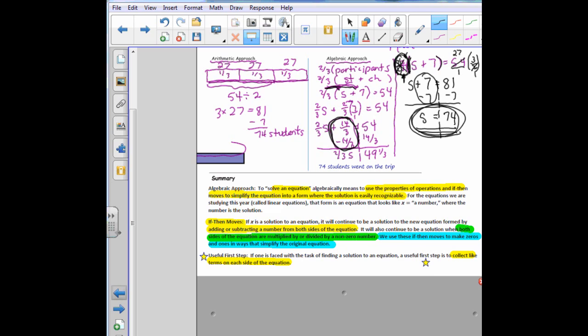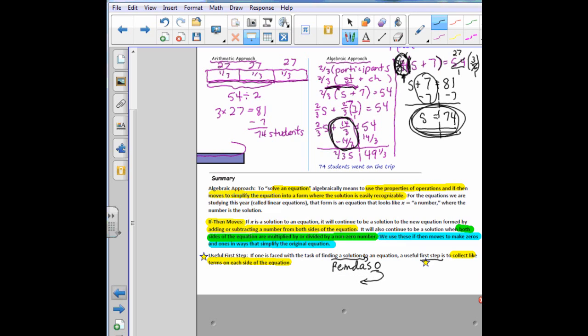If one is faced with the task of finding a solution to an equation, a useful first step is to collect like terms on each side of the equation. So remember to use PEMDAS to simplify the equation. PEMDAS in reverse, that means when you're ready to solve the equation, you go in the opposite direction with the opposite operation, undoing any addition and subtraction first.